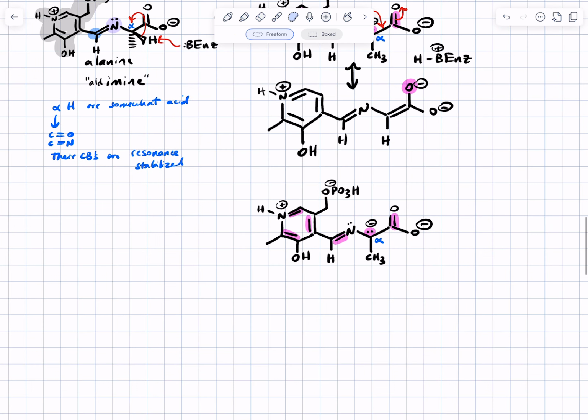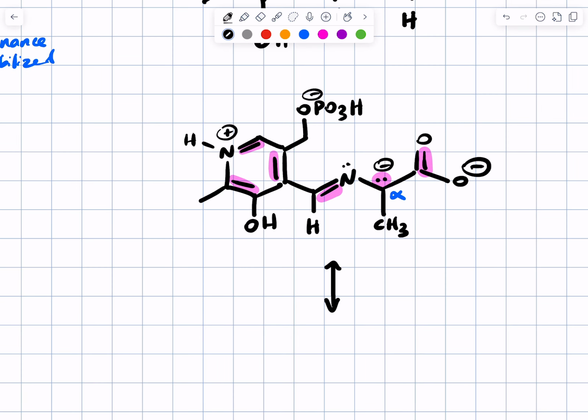We're just going to push arrows. And this time, we're going to go the other direction. I'm going to push these to form a new pi bond with that nitrogen.